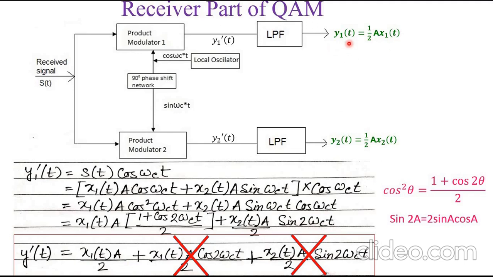And the same thing we can have for y2(t). So y2(t) will be x2(t) into A by 2. Okay. So this is our y1(t) and this is our y2(t).